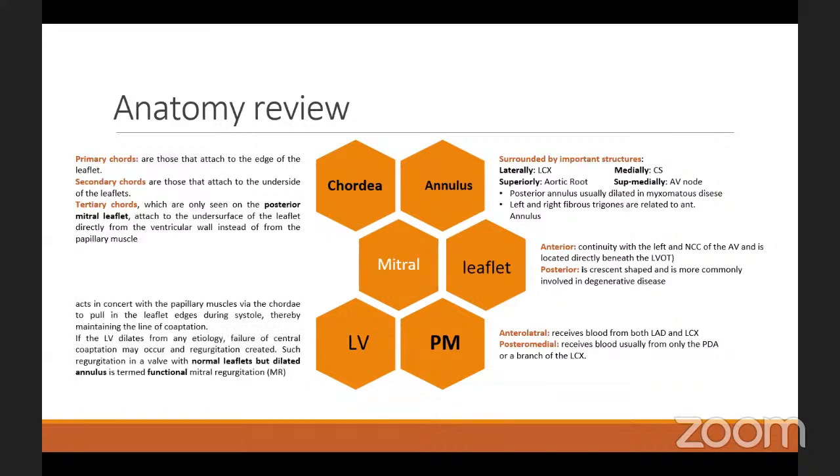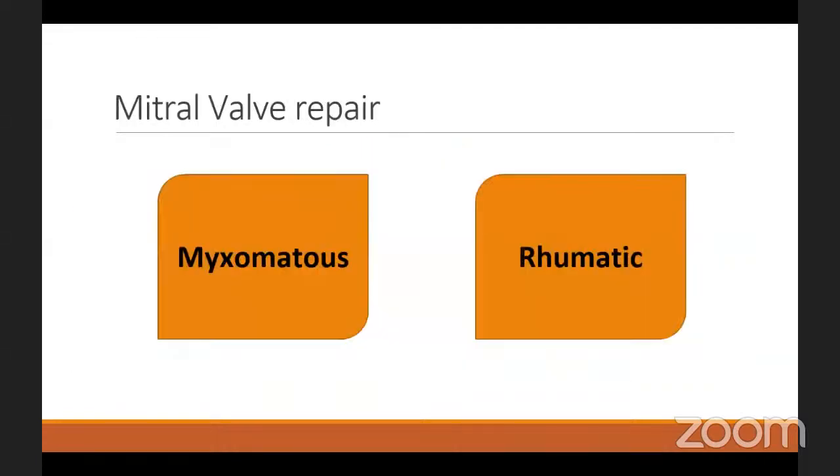The LV plays, of course, an important role in the mitral valve anatomy. It acts in concert with the papillary muscles via the chordae to pull the leaflet edges during systole, thereby maintaining the line of coaptation. If you have an LV dilation for any kind of etiology, failure of the central coaptation will happen and regurgitation is created. Such type of regurg that we already discussed previously is called a functional regurg, normal leaflet with dilated annulus. This was a brief review of the anatomy.